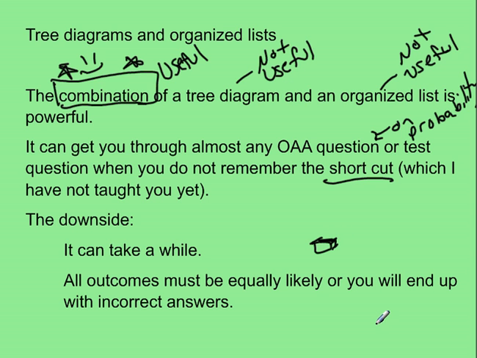As opposed to, let's say you have a little cup, right? And you're going to throw the cup in the air. The cup can land on its side. The cup can land facing up. The cup can land facing down. All those are different ways, and they're not equally likely. So this situation is no good for organized lists and tree diagrams.